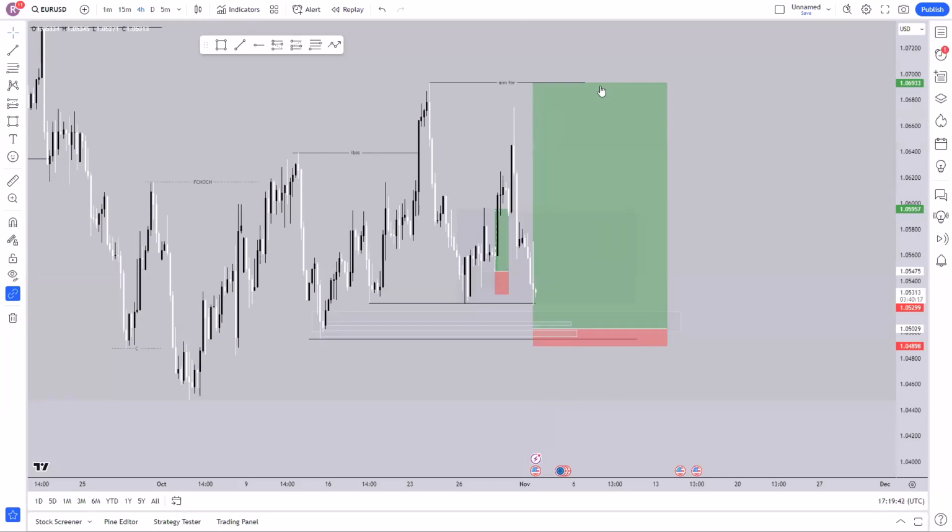Sorry, I don't hear. Are you waiting for price in that POI, or do you trade right away? Would you recommend to wait for lower time frame confirmations?